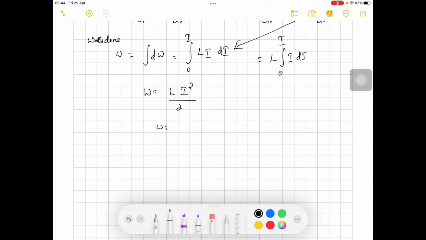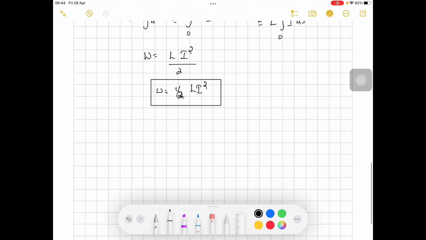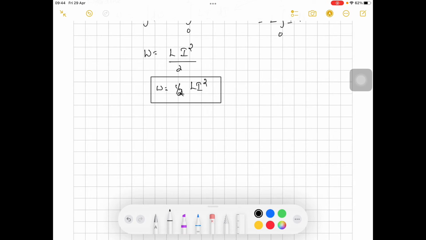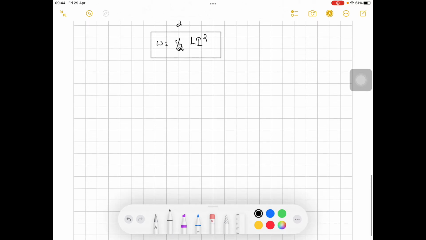So, W is equal to half L I square, which is the expression for work done. Okay. So, this is the work done and this is the energy stored in the magnetic field. And this is in terms of current. We can also write this expression for work done in terms of the magnetic field. So, we have to write this work done in terms of the magnetic field.